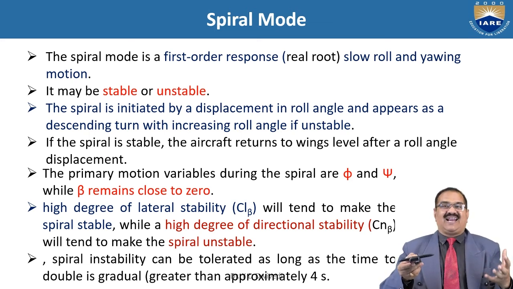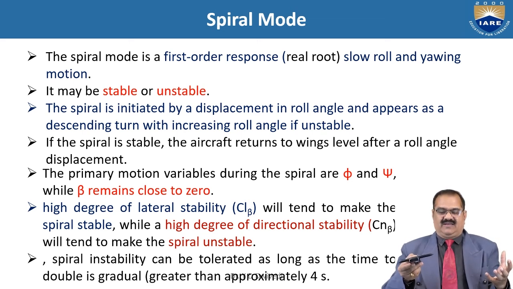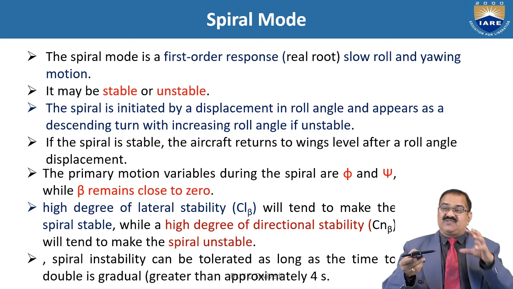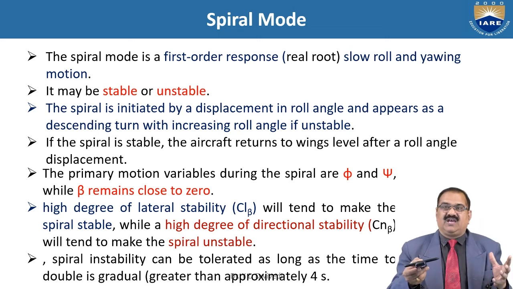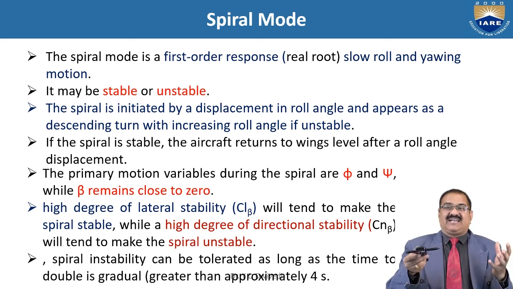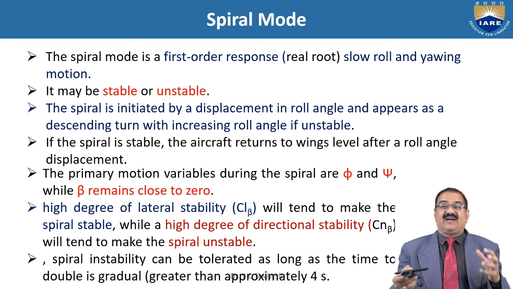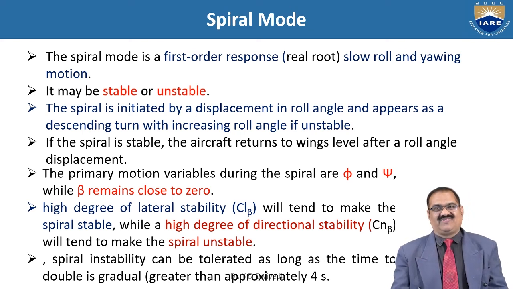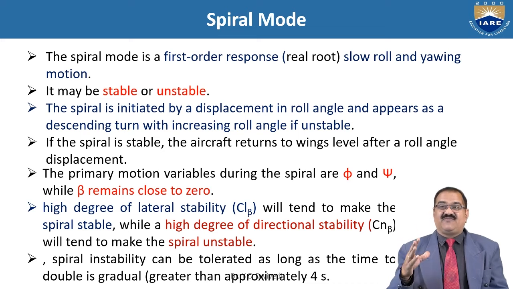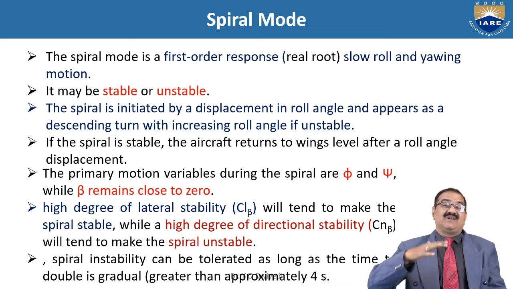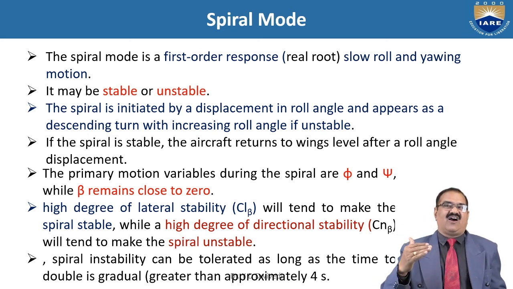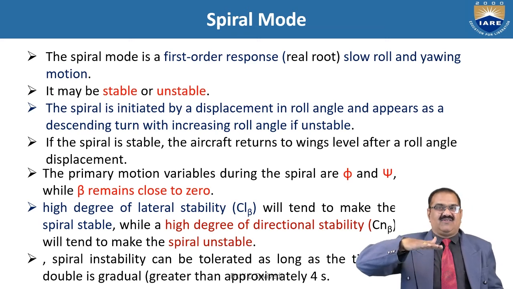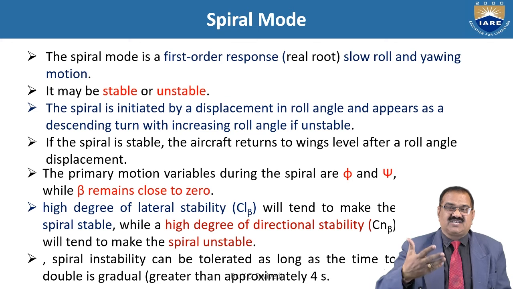A high degree of lateral stability, that is CL beta, which is called the lateral stability, will tend to make the spiral stable. If CL beta is high, the aircraft will be stable. A high degree of directional stability, CN beta, will tend to make the spiral unstable. If CN beta is more, then the aircraft will be unstable. And if CL beta, meaning lateral stability, is high, the aircraft will be stable in spiral mode. And if a high degree of directional stability, CN beta, is there, then the aircraft will be unstable in spiral mode.